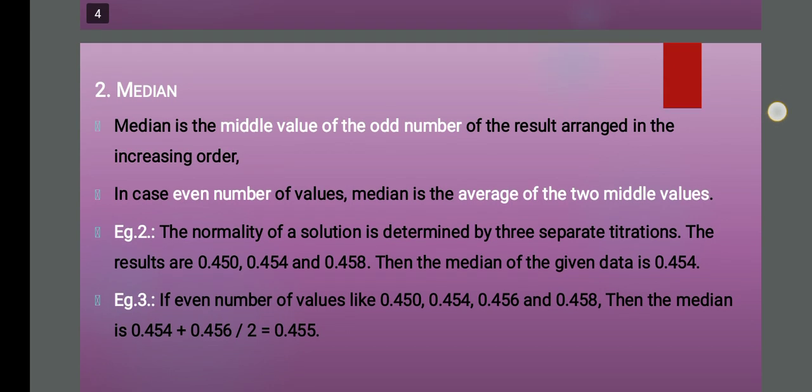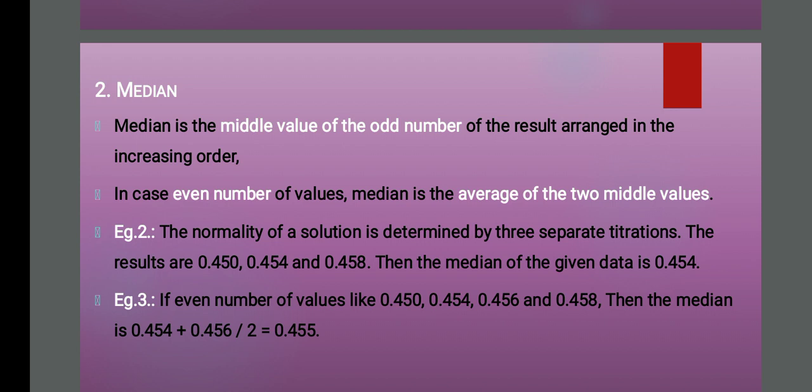Next one is called median. We have seen mean. Now we are going to see median. Median is the middle value of an odd number of values. If 5 different data are given, to find the median value, you arrange the given data in increasing order.